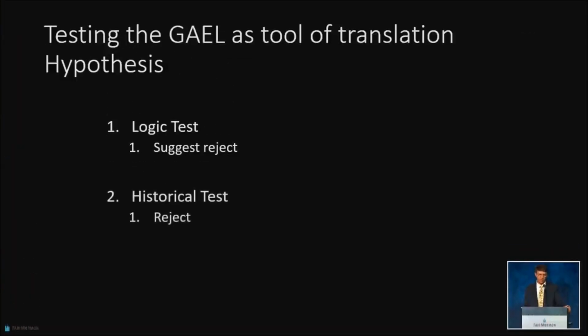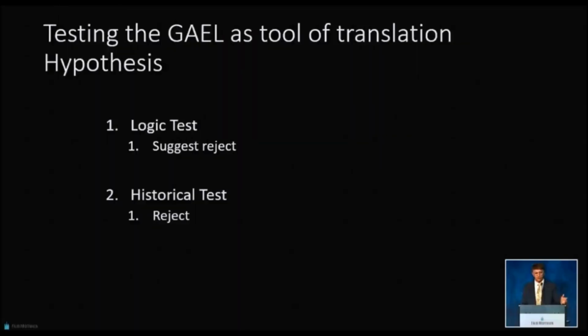With the historical test, well, we suggest we reject it. It's not a strong rejection. The historical test, it's a strong rejection. Muhlestein's historical test consisted of showing that no one saw Joseph Smith using the Gale to translate, but instead saw him receiving revelation, or perhaps using his seer stone.